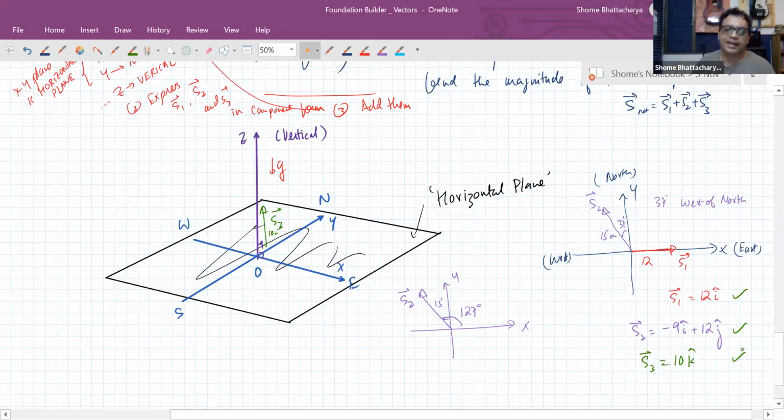So this is like the practical application, how we can make use of three-dimensional coordinate system to understand motion or displacement in this case.